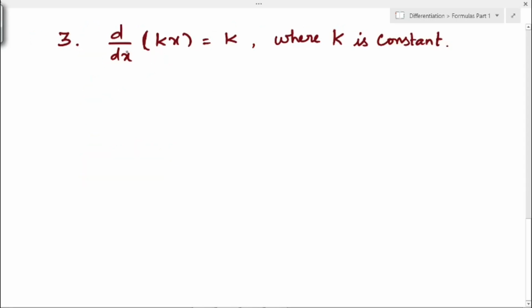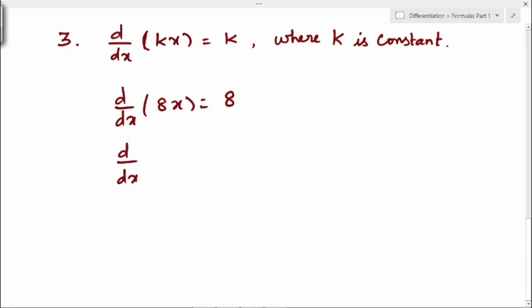Next, the third formula is d by dx of k into x. That is nothing but the differential of kx is k, because k is a constant and the differentiation of x is 1, because we are differentiating this x with respect to dx. So the differential of the same value is 1. Suppose in the example we have d by dx of 8x. So the differentiation is 8, because the constant stays the same, we have to write 8 as it is. The differential of x is 1. Therefore the differential of 8x is 8.